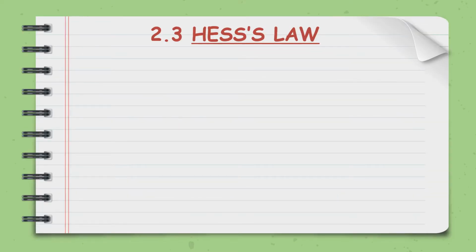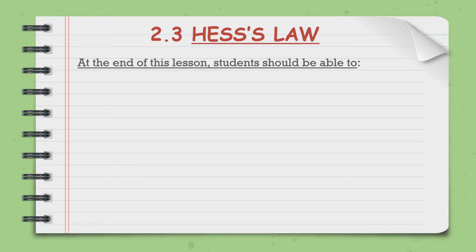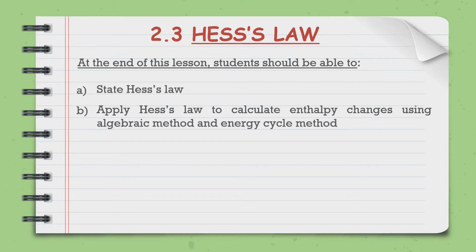In this video, we're going to focus on subtopic 2.3, which is Hess's Law, and at the end of this lesson, you should be able to do two things. First, state Hess's Law and then apply Hess's Law to calculate enthalpy changes using Algebraic Method and also Energy Cycle Method. And I will be giving you one bonus method. So let's take a look.